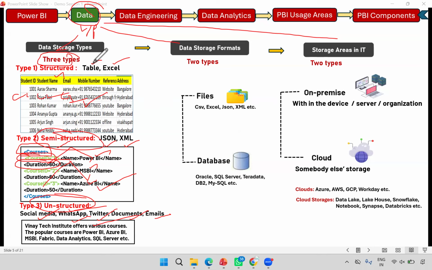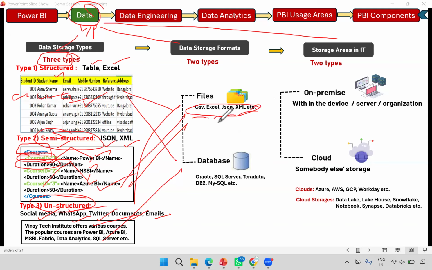Power BI supports all this as input. But companies keep this data in files or databases, either structured, semi-structured or unstructured, maybe in the form of a CSV file, Excel file, JSON file or XML file. And I will show you all this practically in Power BI, don't worry. In our regular classes I will use and show it all, because companies will also ask. Second, databases. People store data in databases like Oracle, SQL Server, Teradata, DB2, MySQL, and I'll show you this practically in the classroom.